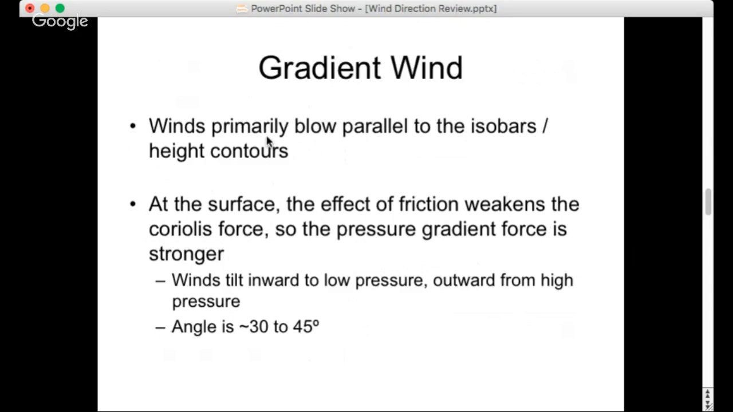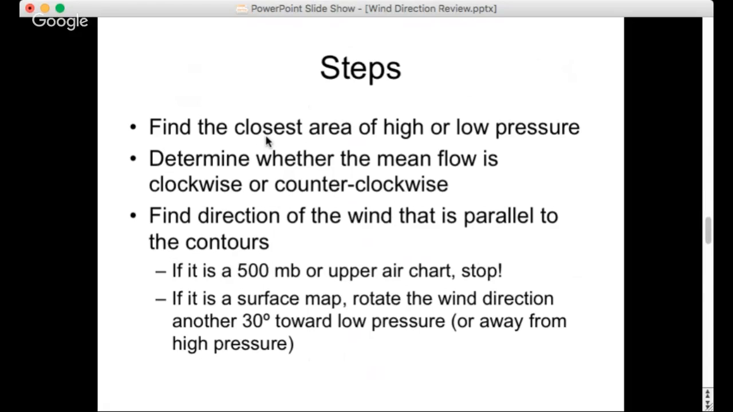Otherwise, the winds are blowing parallel to the isobars or height contours. So here are the steps that you need to do when you're looking at a map in order to figure out what the wind direction is. Again, remembering that the winds are named from the direction in which they're blowing, and that the winds are blowing basically parallel to the contours.